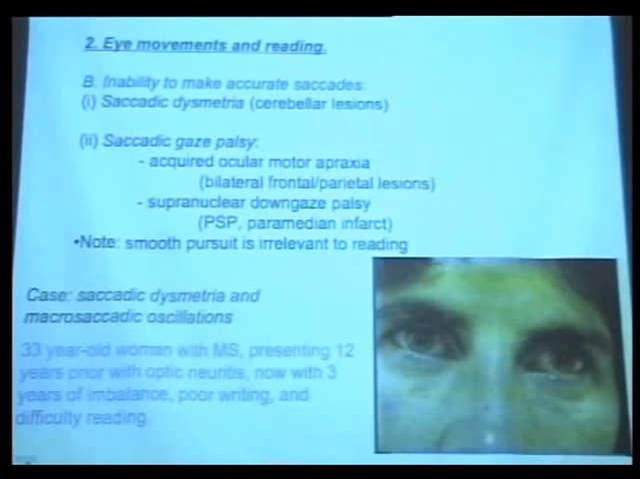This was a young woman who presented with MS, and she'd had optic neuritis 12 years prior. For the last 3 months, she'd had imbalance, poor writing and difficulty reading. And the main finding on her exam was she had macrosaccadic oscillations, making it very difficult for her to maintain steady gaze in order to read.